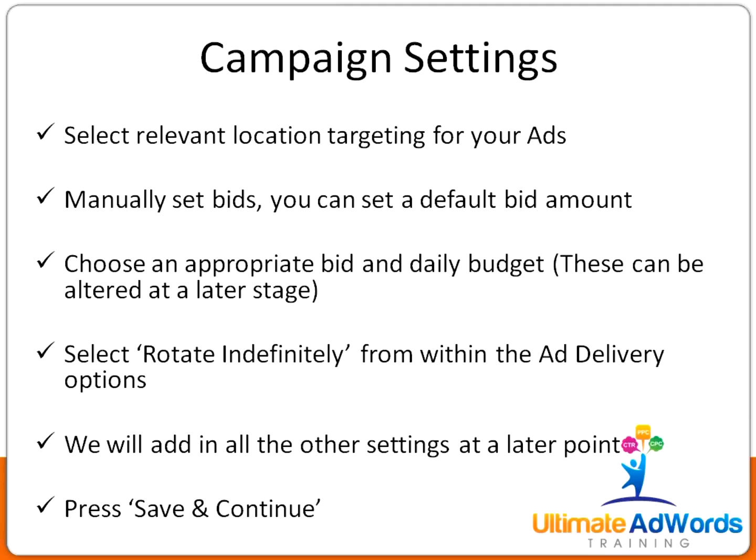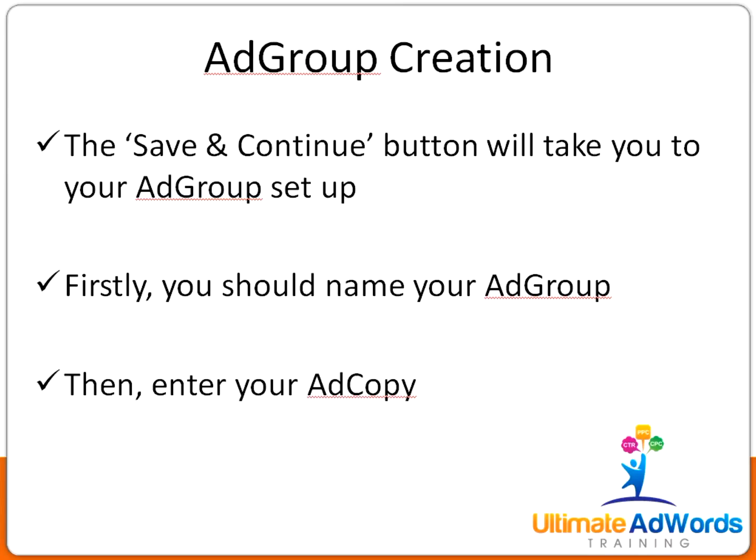There is an ad delivery option called rotate indefinitely, and you want to select that as well. It's not selected as default, and this will enable your split tests to run accurately. All of the other settings we will put in place after the campaign has been created. You want to save and continue.